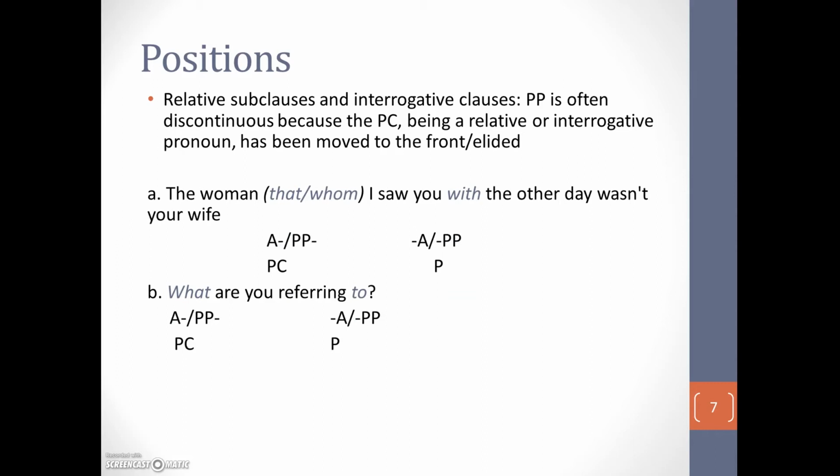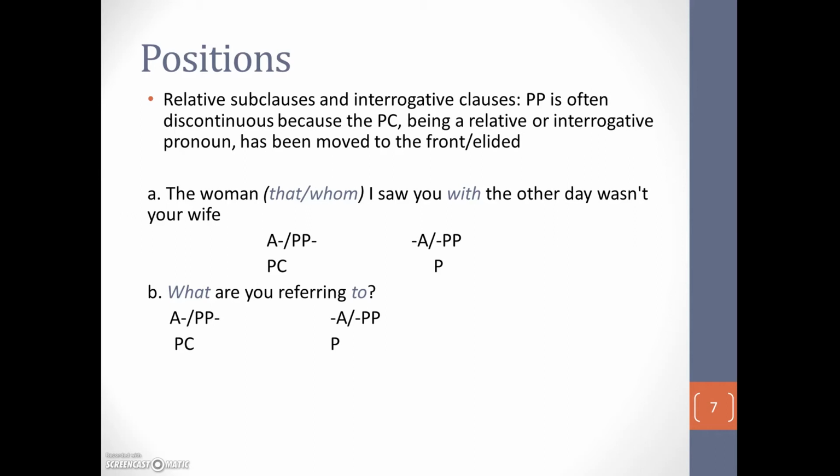Here in A, we have the woman that or who I saw you with the other day wasn't your wife. So here we can see that I saw you with a woman, all right? So this a woman has been replaced by the WH word here, all right? And because it's a relative clause, we then move that out. Okay, we have to move it out because this relative pronoun has to be at the beginning of the clause.